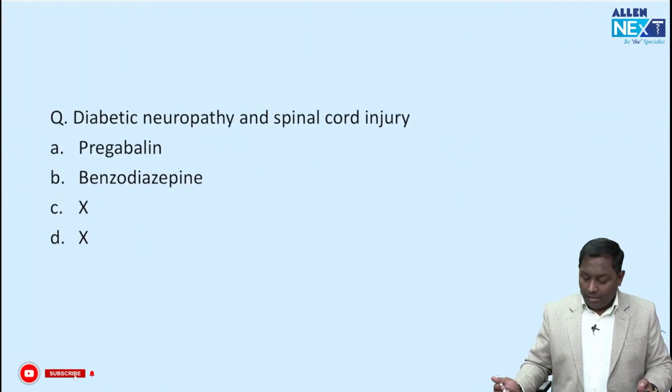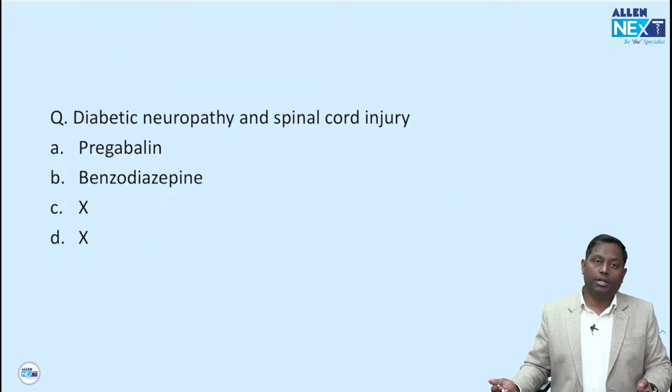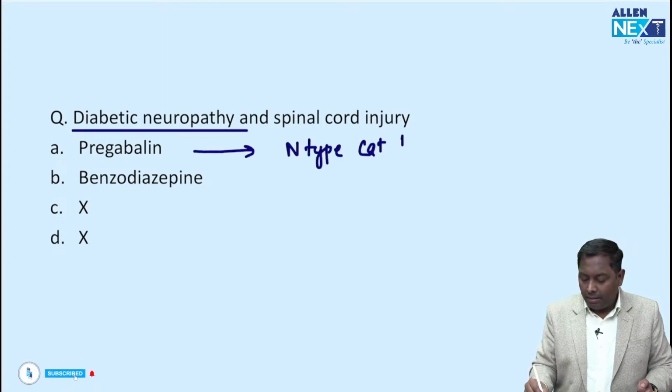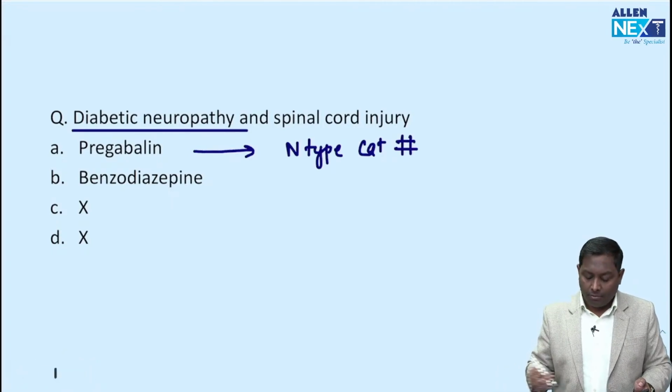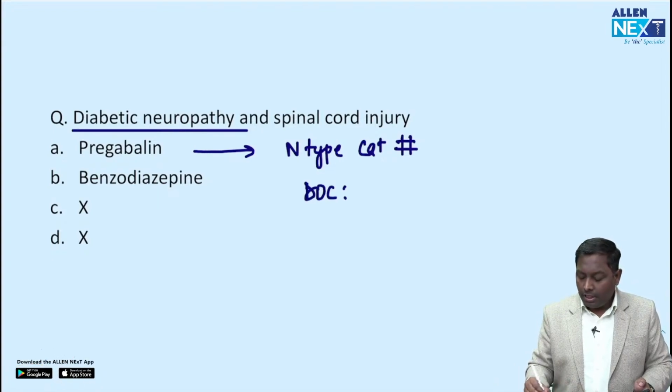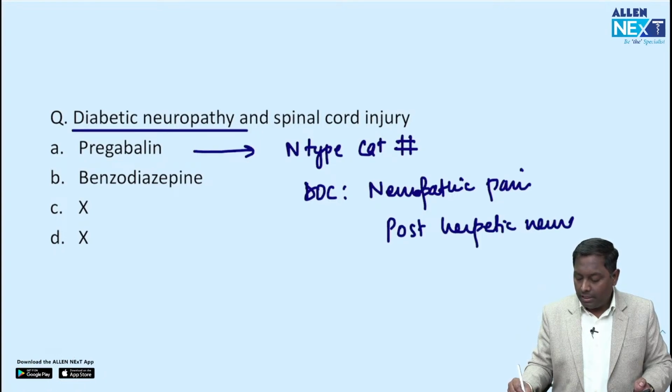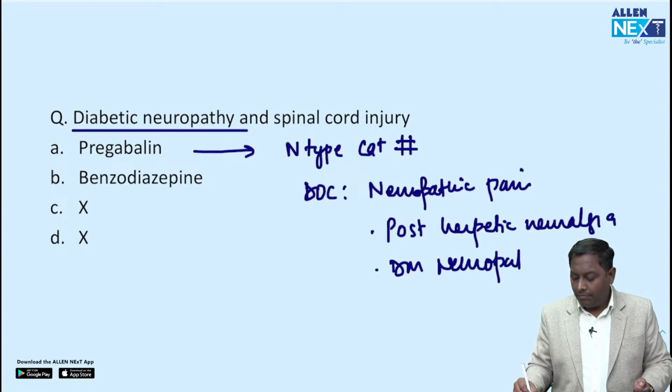Next one. Diabetic neuropathy and spinal cord injury. So if there is a neuropathy, guys, pregabalin, gabapentin, it is one of the N-type calcium channel inhibitors. Pregabalin, gabapentin, N-type calcium channel blockers. They are considered the drug of choice in all the neuropathic pain. It can be post-herpetic neuralgia. It can also be diabetic neuropathy. In any type of neuropathic pain we can utilize, including sciatica.